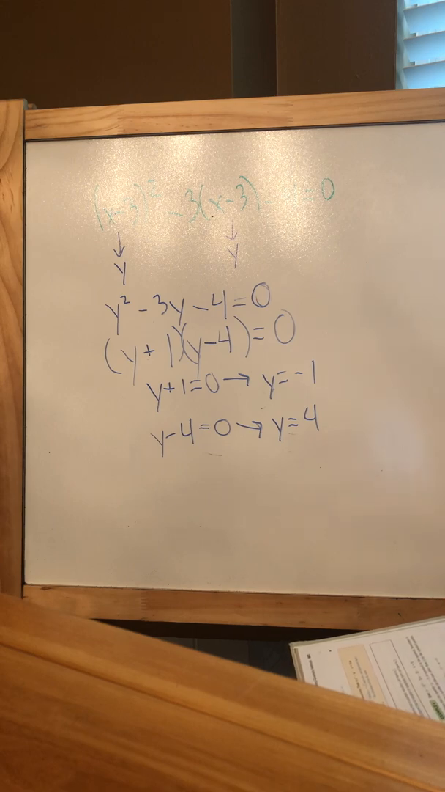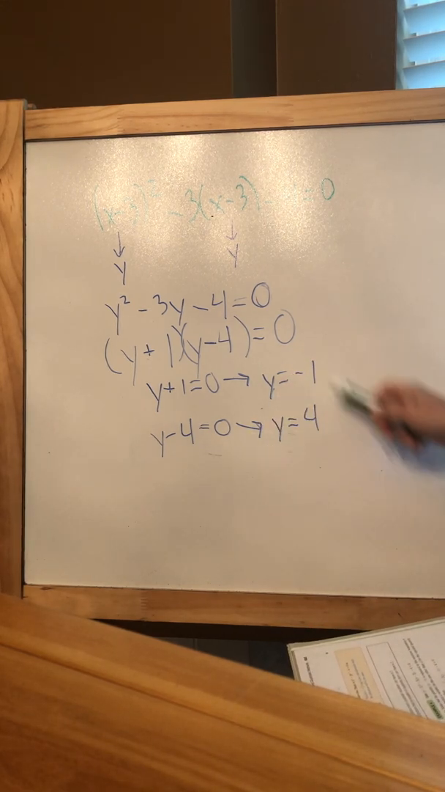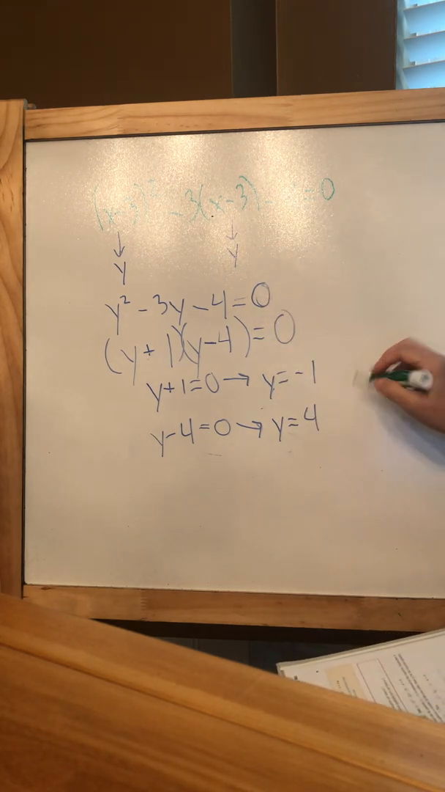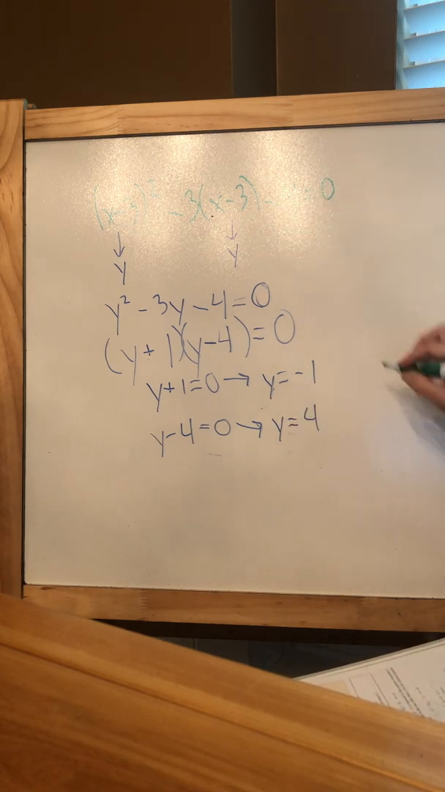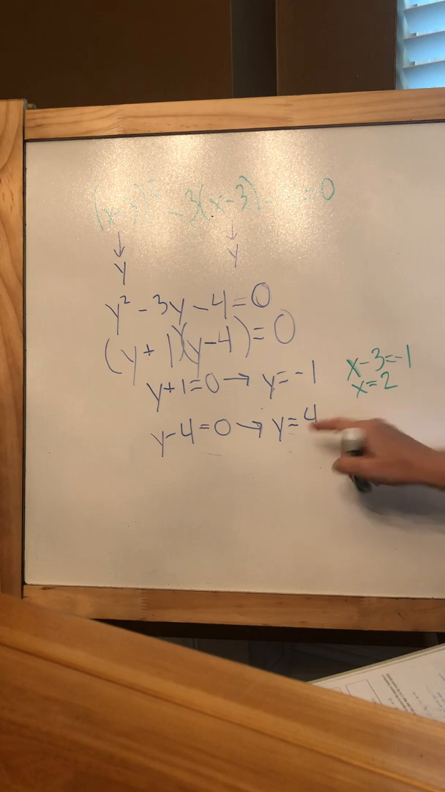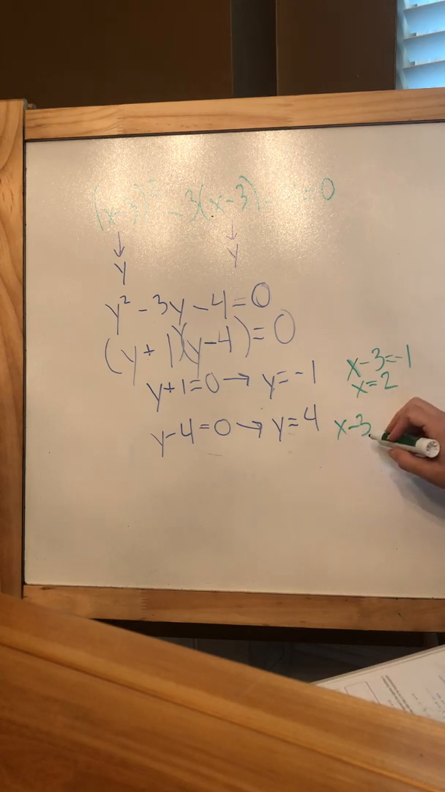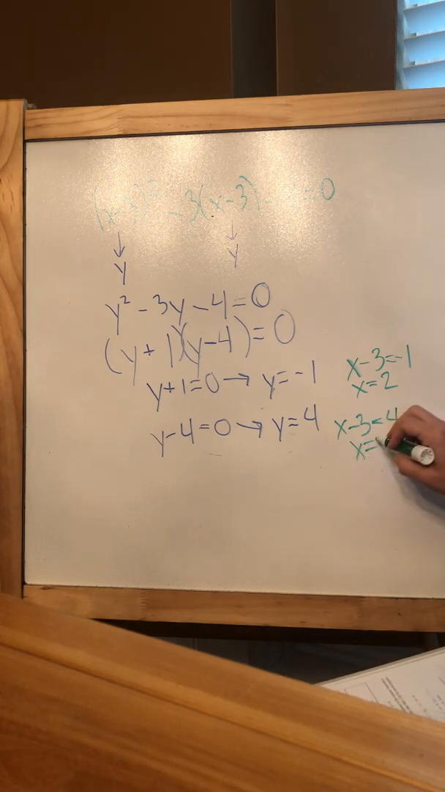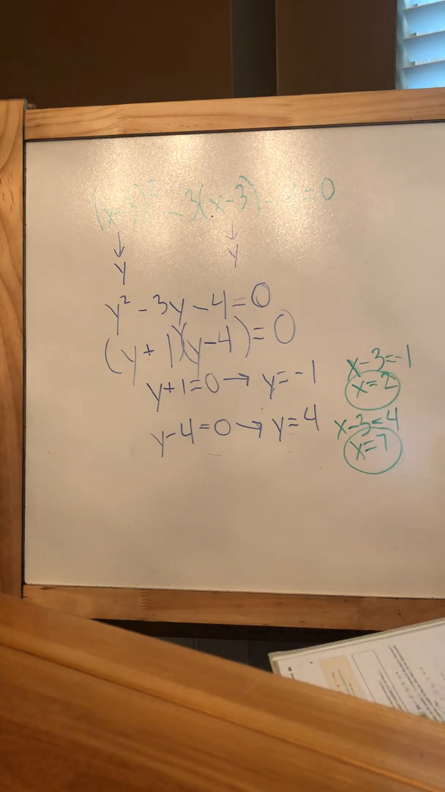So now what you do is you're going to go back and you're going to take this back up here. And in place of y, you just substitute in x minus 3. So we have x minus 3 equals negative 1, which means x equals, add 3 to both sides, x equals 2. And then here you would put in x minus 3 equals 4. So here, add 3 to both sides, x equals 7. So we have either x equals 2 or x equals 7, and that would be your solution set.